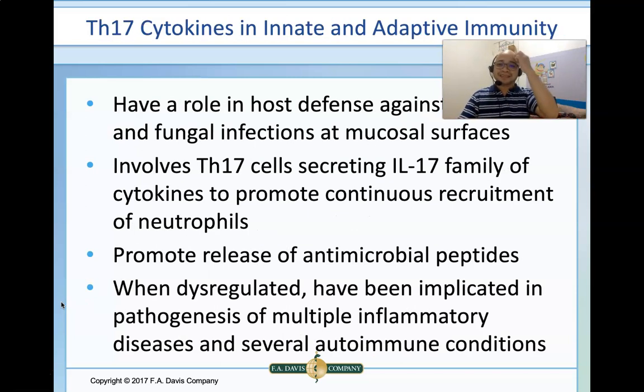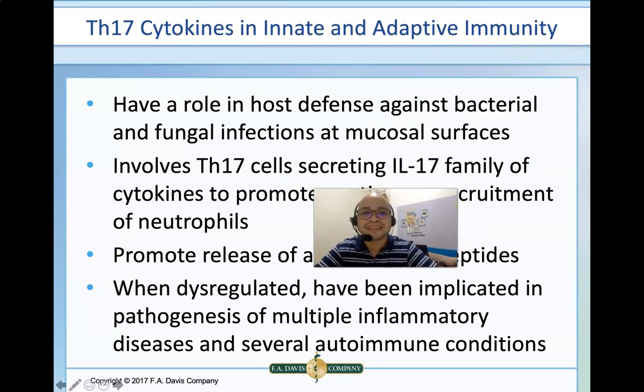Okay? So let's talk about the Th17 cytokines in innate and adaptive immunity. They have a role in host defense against bacterial and fungal infections at mucosal surfaces. So Th17 is very important for innate and adaptive immunity. Mucosal immunity is very important because it may be considered the first line of body defense, before these pathogens literally invade the entire body system.